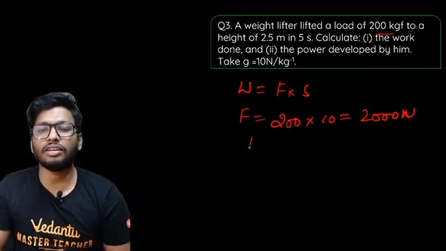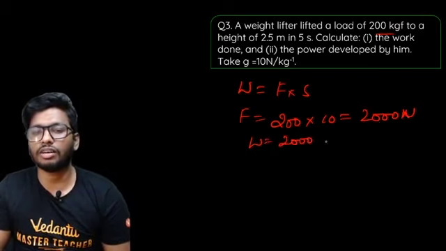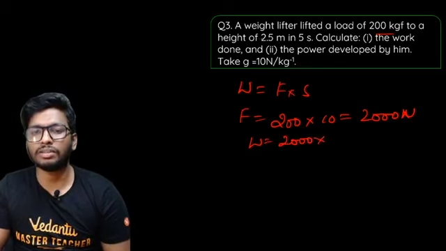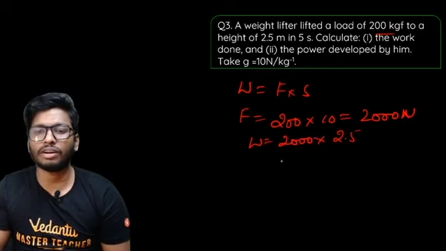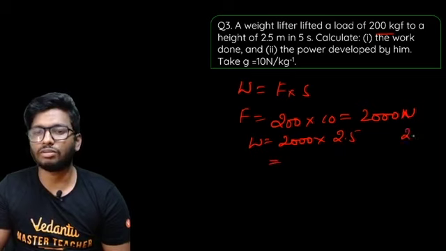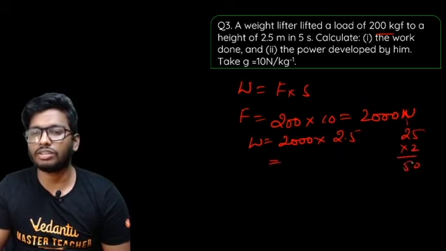Now to calculate the work done, it is equal to 2000 Newton into displacement, which is 2.5 meters. So it's 2.5 into 2000, which is 5000.